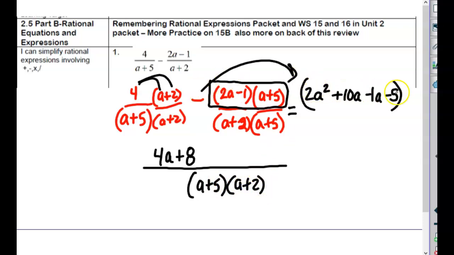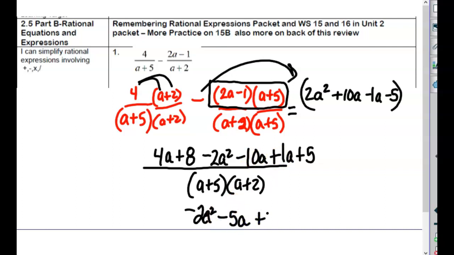So if you subtract each of those terms, you'd have a minus 2a squared, a minus 10a, a plus 1a, and a plus 5. Now if I combine all the like terms in the numerator, I have a negative 2a squared. 4a minus 10a would be negative 6, plus 1 would be negative 5a, I think. And a plus 13. Did anybody else get that disgusting answer?